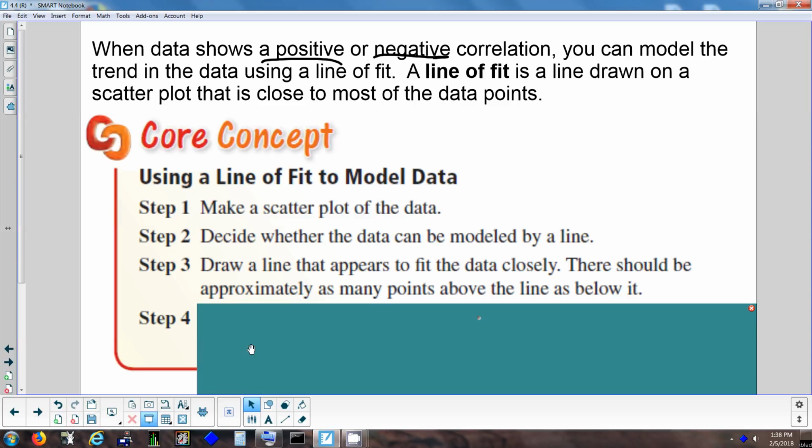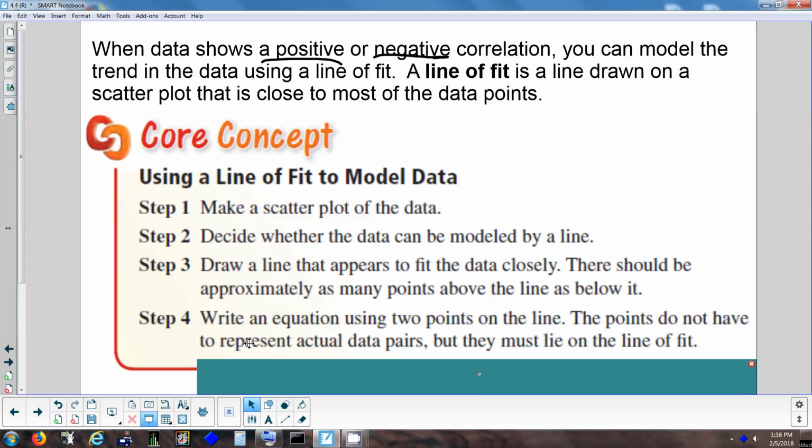So again, it's all estimating. It's not always going to be perfect. Mr. Hager already showed you a couple of times how he did it. He didn't do it perfectly, but it was pretty close. So you're going to draw that line. And then step 4, we're going to write an equation using 2 points on the line.